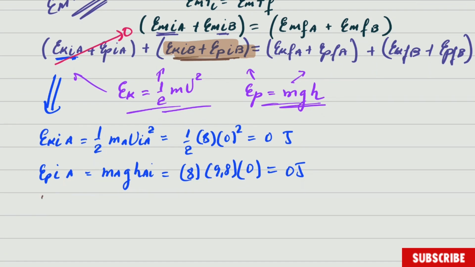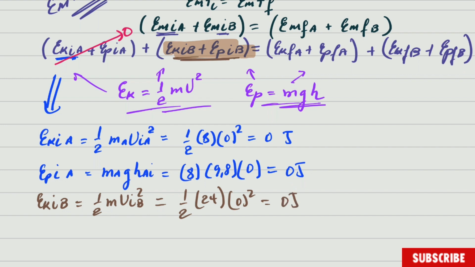So kinetic energy, let's write the symbol we're using. Kinetic energy initial B, we're working with B, is equal to half mass times initial speed B squared. Remember that one is 0, so it's half multiplied by 24 multiplied by 0 to the power 2. The initial speed is 0 for both blocks. They were starting from rest, so that one is 0.